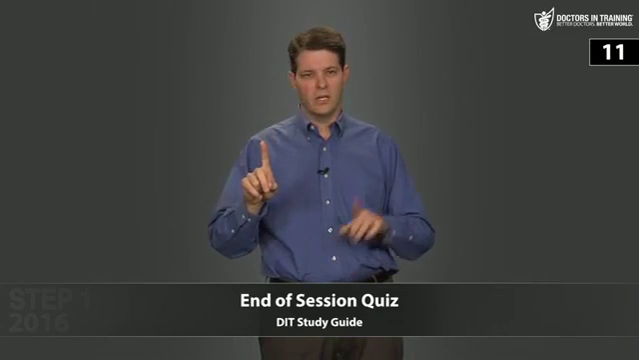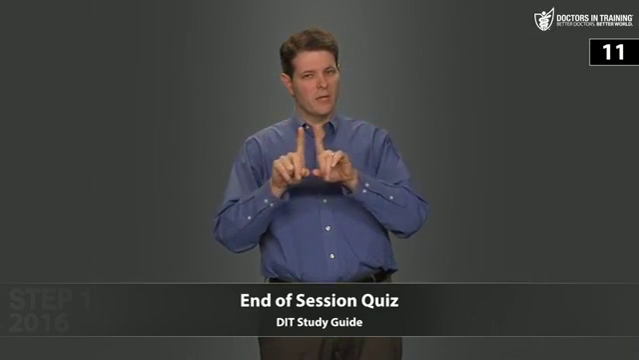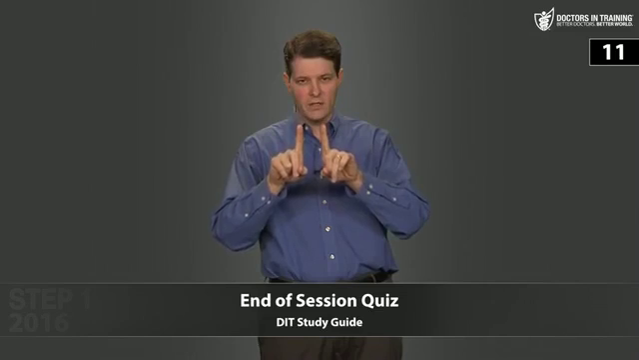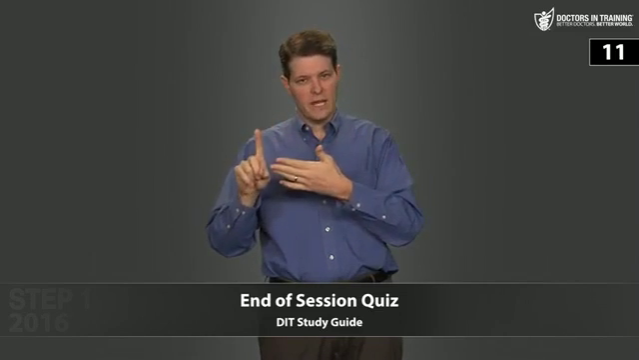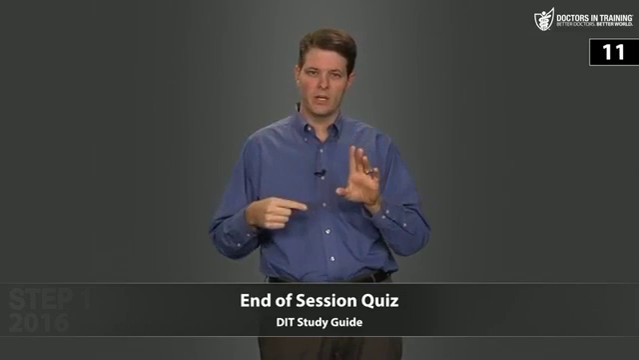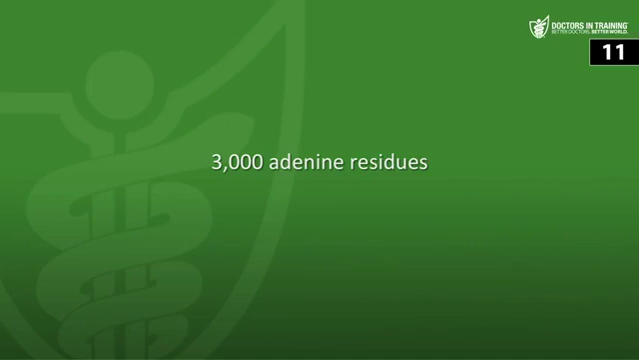One strand of DNA has 2,000 adenine residues, but you have to remember that a DNA molecule is a double helix, so there are 2 strands. And since adenine pairs to thymine, on one strand you have 2,000 adenines, but over here on the complementary strand you can have another 1,000 adenines, which are paired to the 1,000 thymines on the original. So that gives you a total of 3,000 adenine residues.